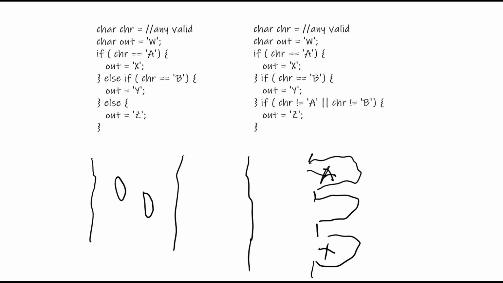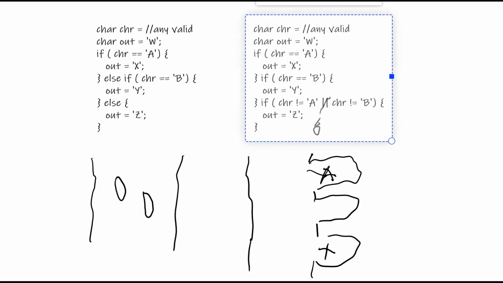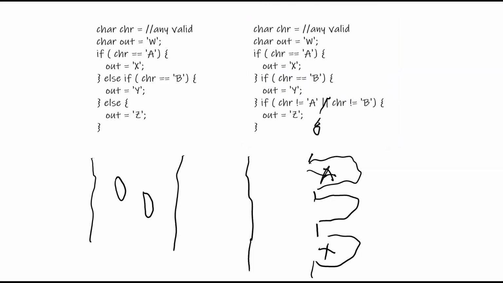So it depends again on what your problem is that you're trying to solve. Do you want to allow the possibility of multiple side trips or not? And in this case, could we make the one on the right equivalent to the one on the left? And yes, if we were to make this the and, if we were to make that ampersand, then it would be if it's not equal to A and it's not equal to B, then Z. And then these two would be equivalent.